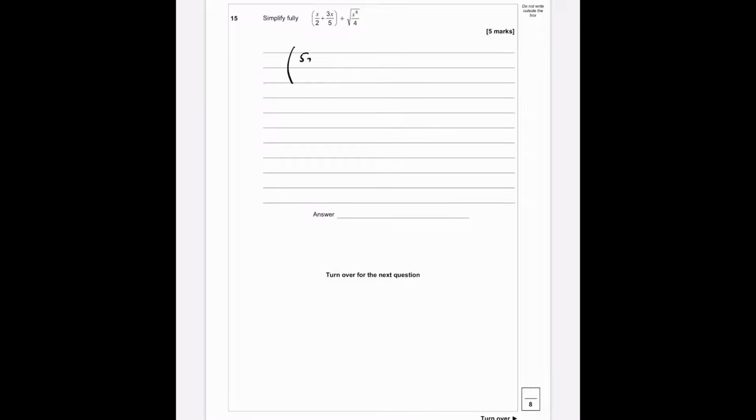Question 15. I'm going to start by getting a common denominator, so writing the first two fractions over 10. And then I've taken a fairly big jump on the right hand side, so the square root of x to the 6 over 4 is the same as x to the 3 over 2, and I've also flipped that to deal with the division symbol and turned it into multiplication.